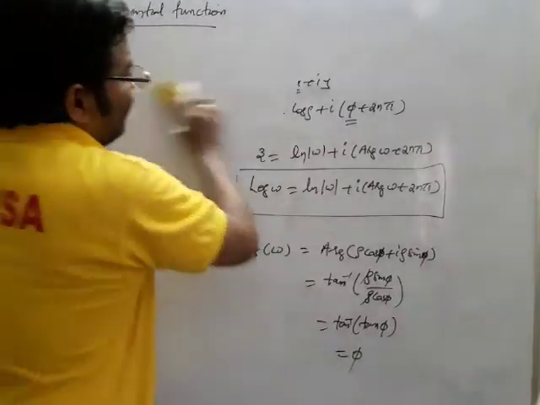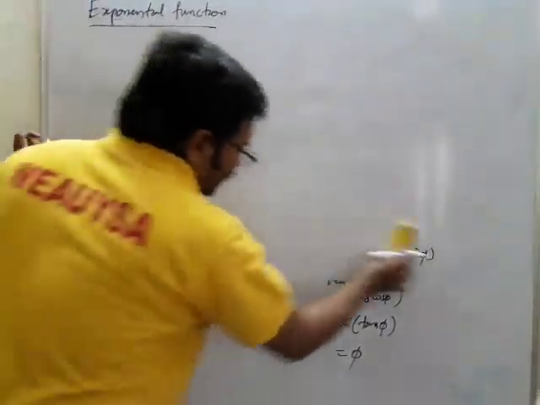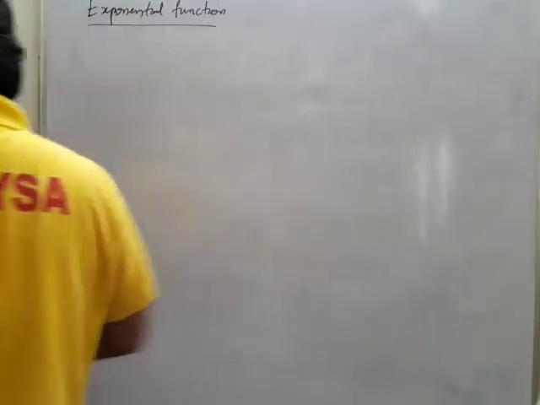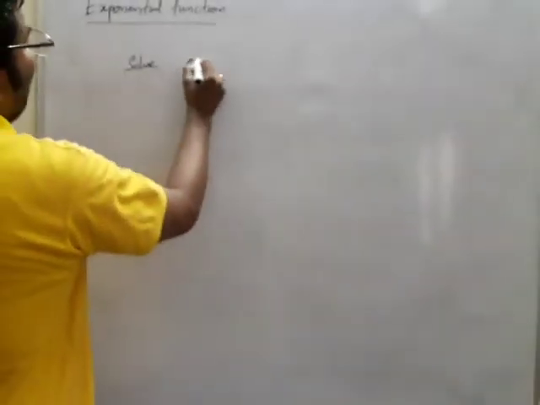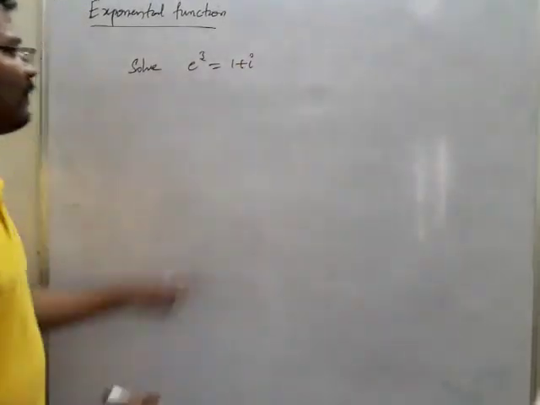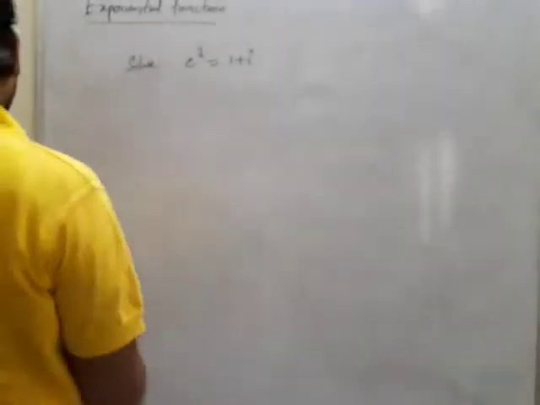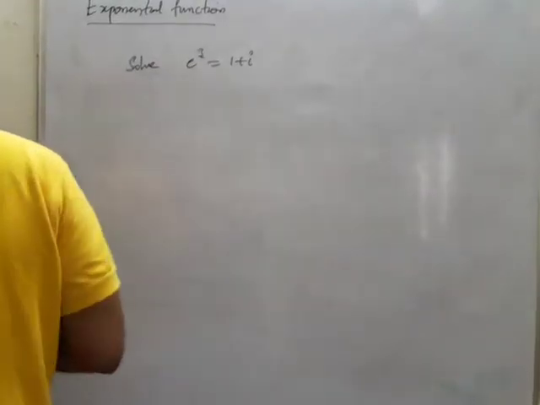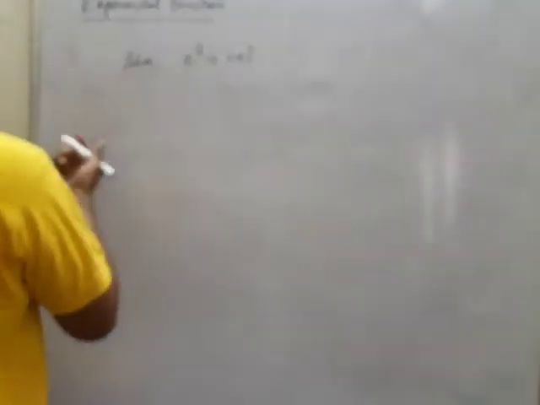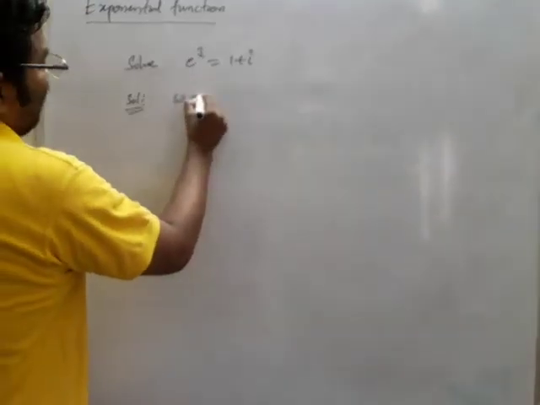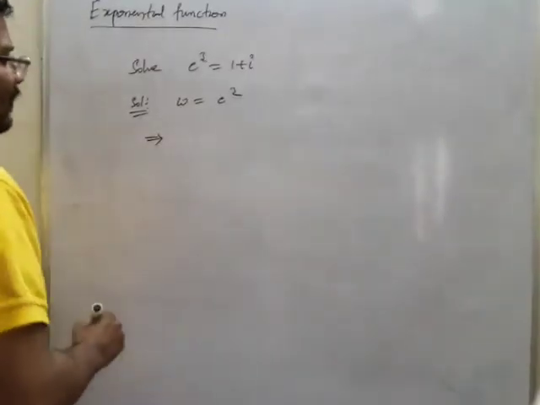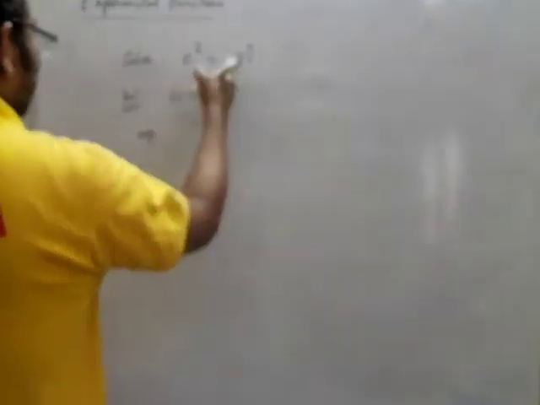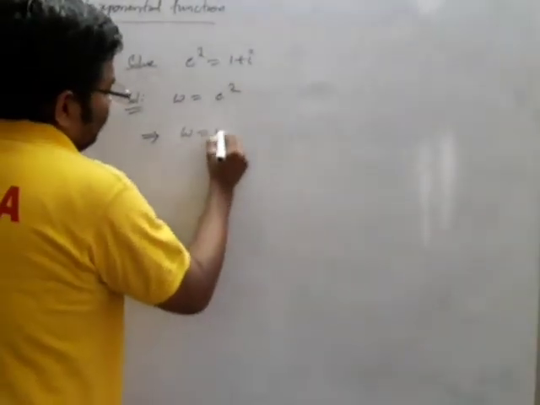Now based on this formula, we are going to do some problems so that you will find out the values. Now we will do one problem so that you will come to know the values. The problem is like this. Solve e power z is equal to 1 plus I, and e power z equal to -1 minus I, that also we will do. Solution. Let w is equal to e power z. So e power z is nothing but 1 plus I. So w is equal to 1 plus I.